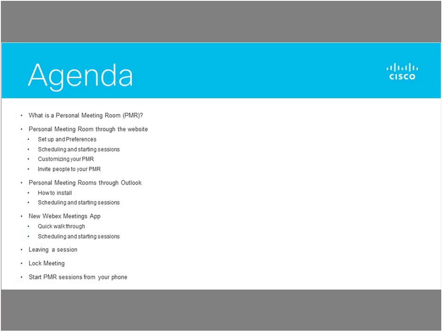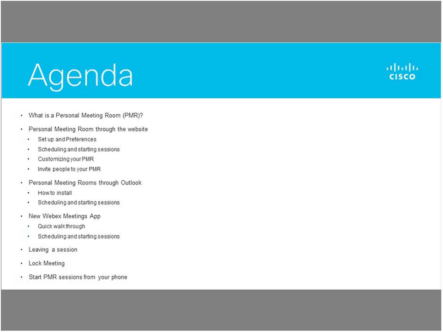And then there are a few changes that are coming. You may see them already on your Webex site. You may not see them, but we'll cover some of the new changes as far as leaving a session, and that includes passing along host privileges to someone else if they're going to continue the meeting, locking your meeting so people can't come in and out of your PMR, and starting PMR sessions from the phone directly.